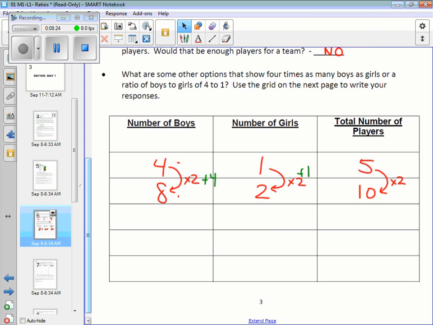Now, let's do this. What if I told you 3 girls? Figure out how many. Where's my football now? I'll take it. Ella, right? Coming to you, Elle. Good catch. That was a bad throw. Elle, 3 girls would make how many boys in that 4 to 1 ratio?